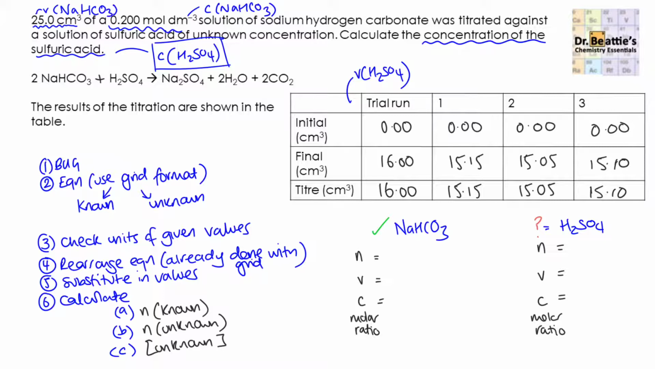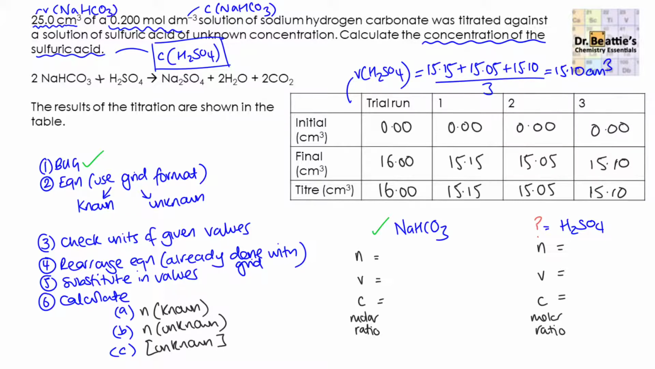Remember, we're looking for concordant results to work out a mean titre. So concordant results are within 0.1 centimetre cubed of one another, and you can see all of these values here for titrations 1, 2 and 3, which are the accurate titrations that can be used. Remember, the trial run cannot be used. So we're going to take these 3 readings, divide by 3 to get our mean titre. That concludes the bug element of our strategy. Already got ahead of ourselves.